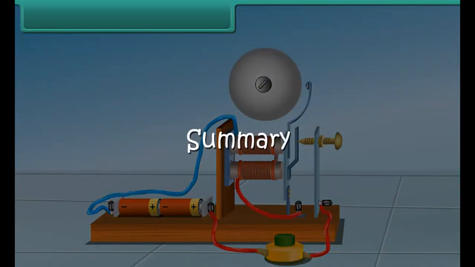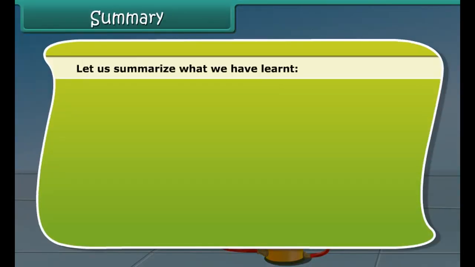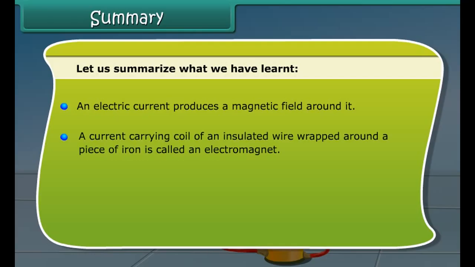Summary. Let us summarize what we have learned. An electric current produces a magnetic field around it. A current-carrying coil of an insulated wire wrapped around a piece of iron is called an electromagnet.